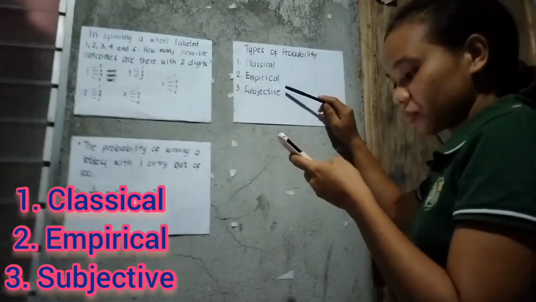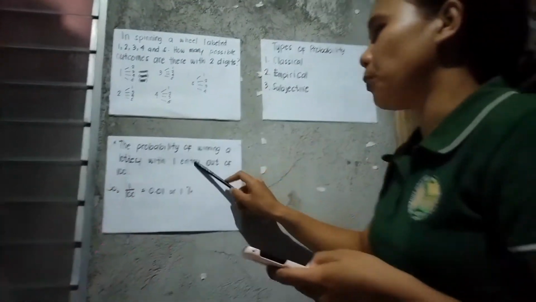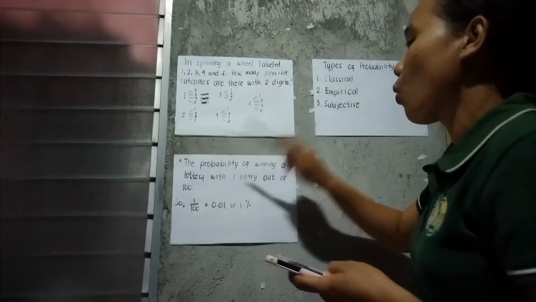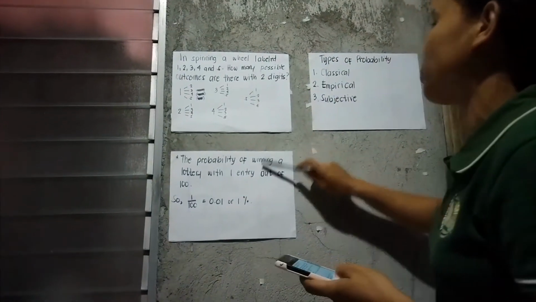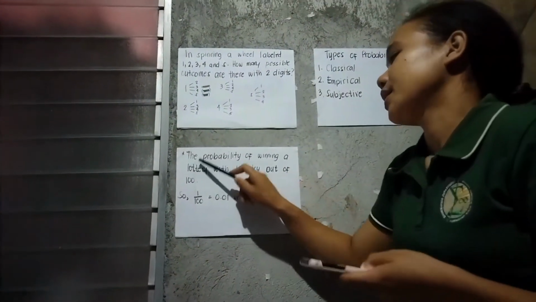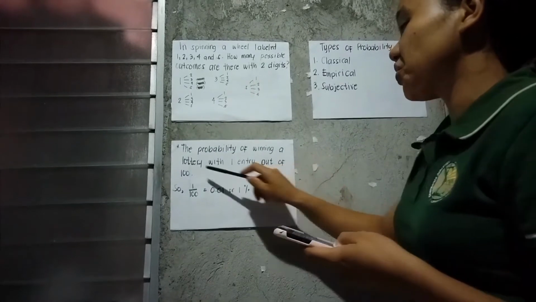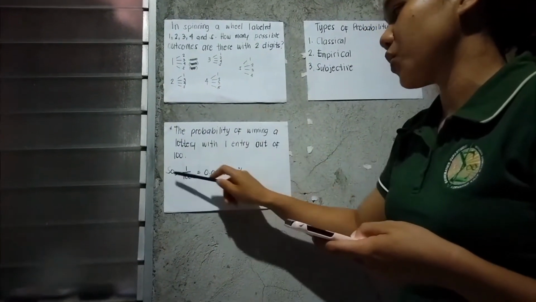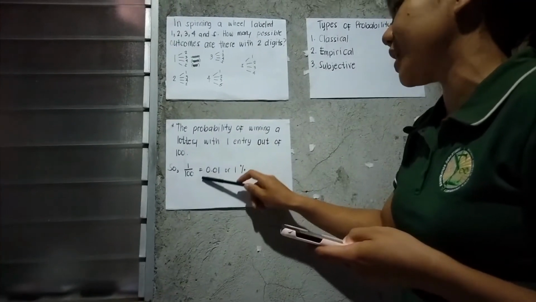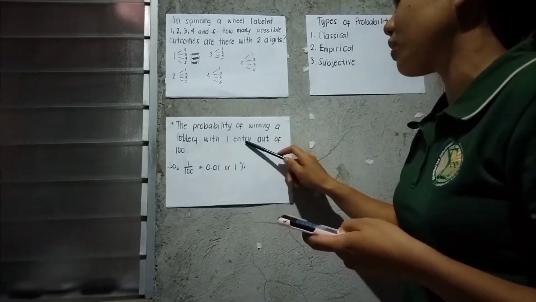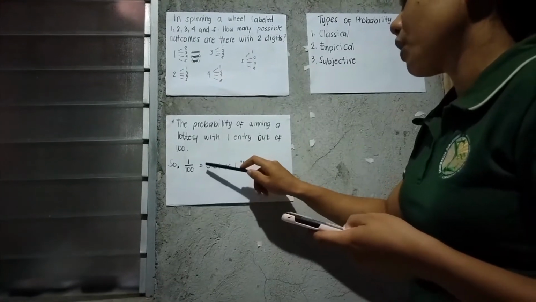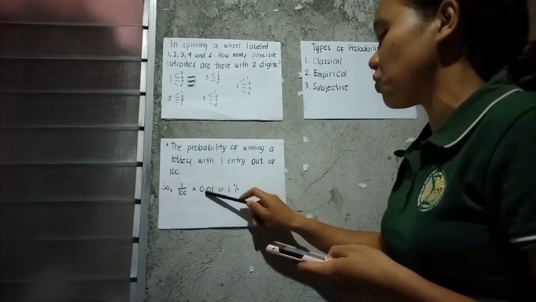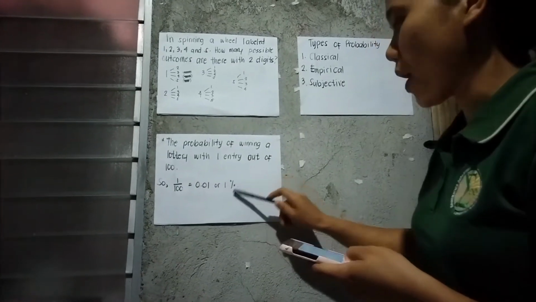So, taking an example, we need to classify or identify what type of probability this is. The probability of winning a lottery with 1 entry out of 100. So to solve, it is 1 over 100 since you're having 1 entry out of 100. So the probability of winning a lottery is 0.01 or 1%.